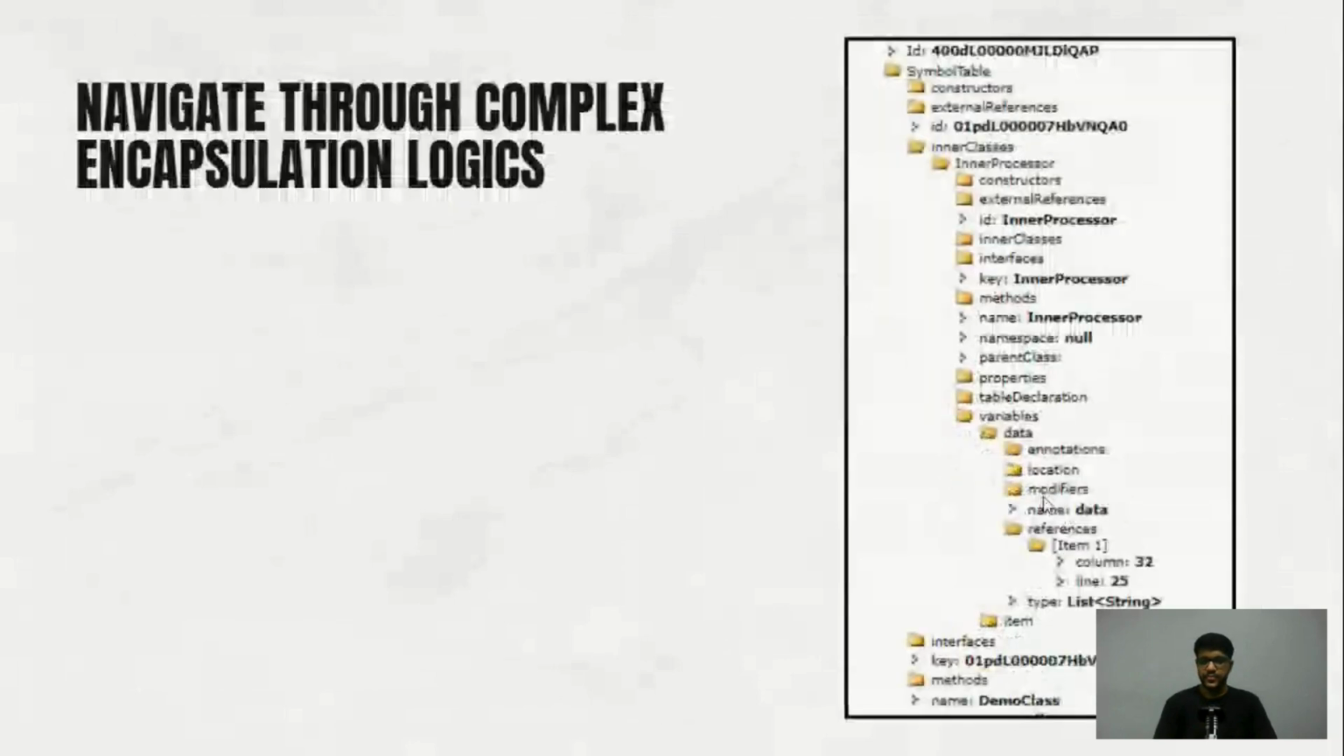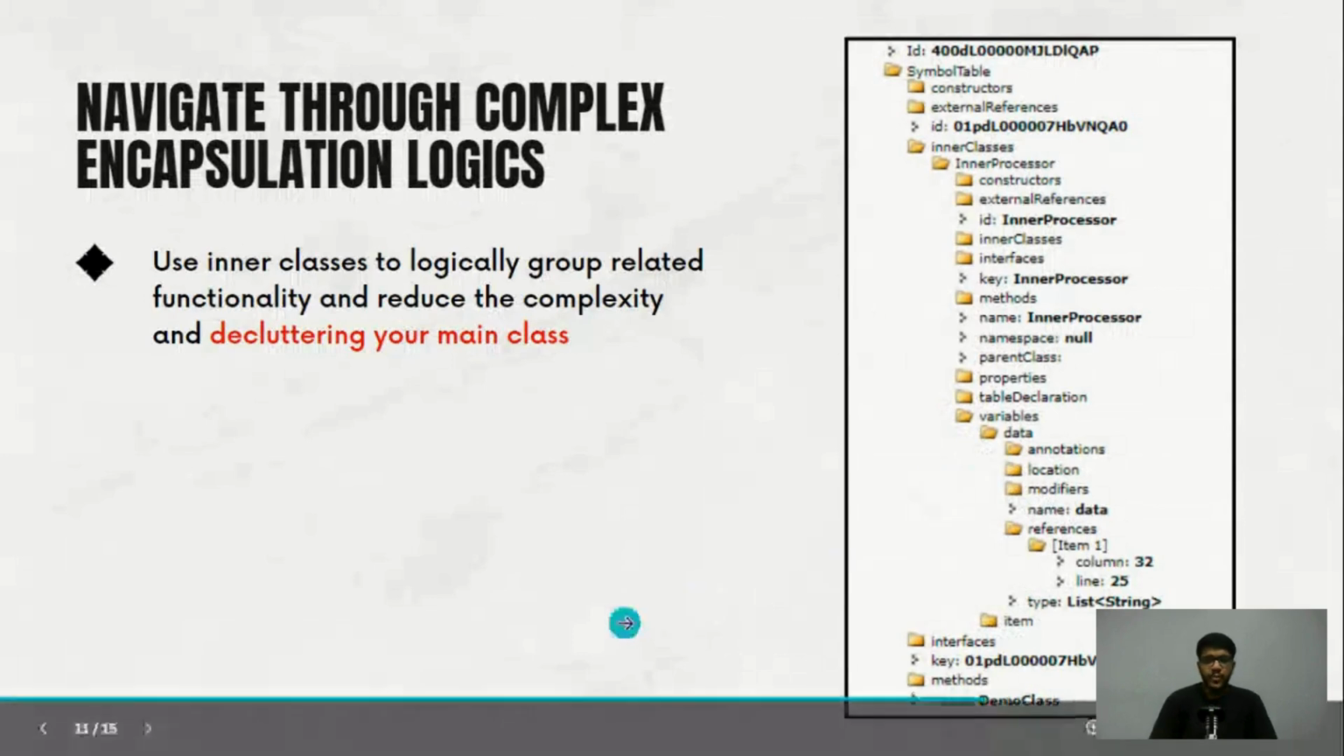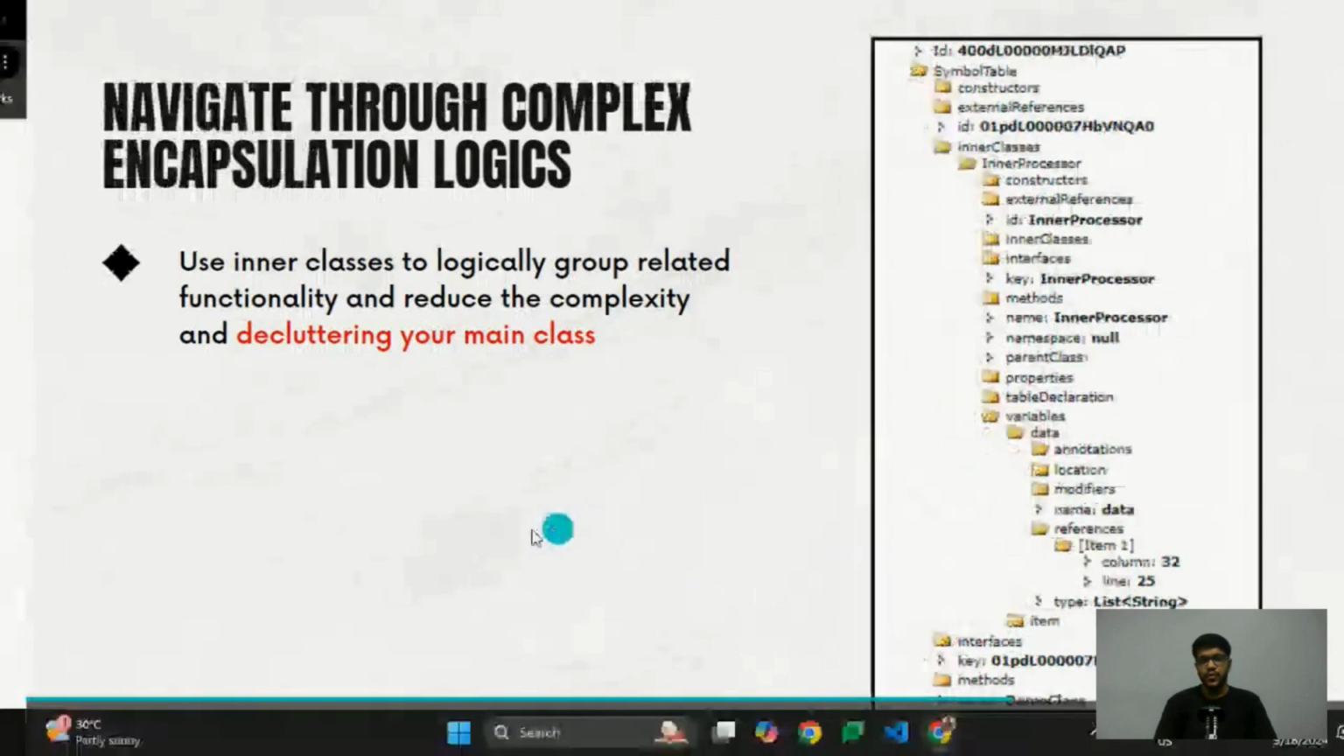Going on to the next point, let us check how we can navigate through complex encapsulation logics. We would be talking more about it by taking complex examples, like the examples of an Apex class. First of all, it is used to group related things inside, localizing these variables, which can be used to declutter your main class. So let us check how this should go.